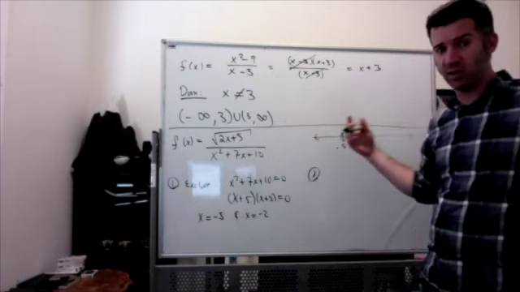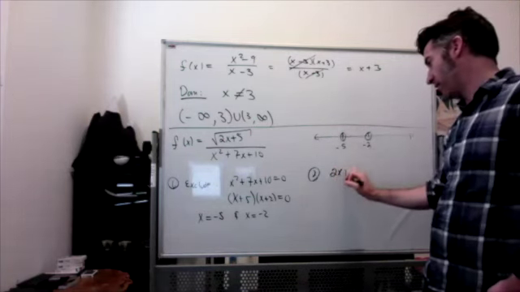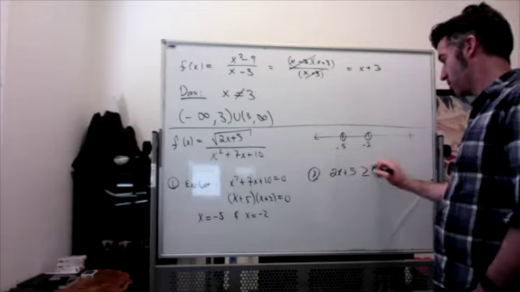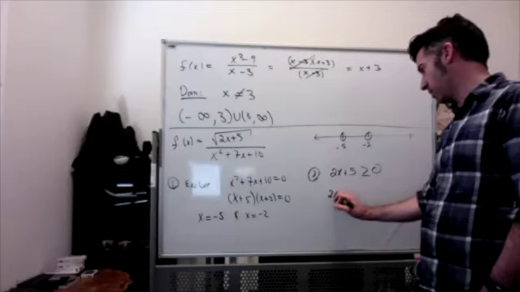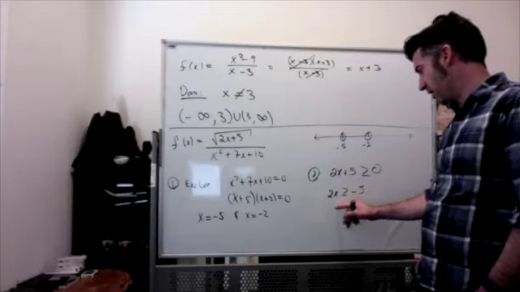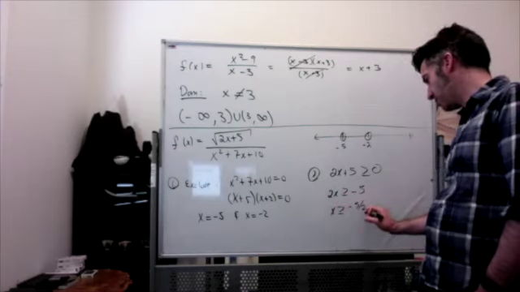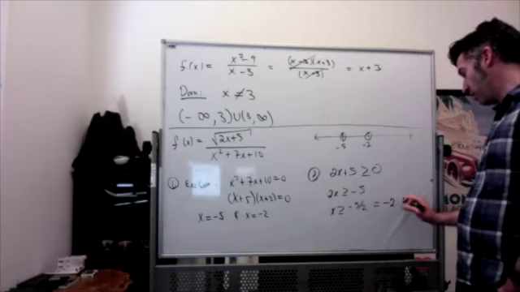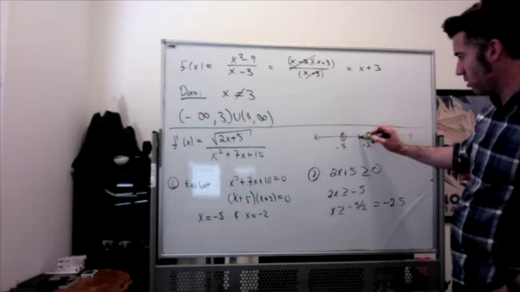So then for the square root of 2x plus 5, the inside, right? I don't write the square root of 2x plus 5 is greater than or equal to 0. I write the 2x plus 5. The argument of the even root has to be greater than or equal to 0. So subtract 5 from both sides. 2x is greater than or equal to negative 5. And then divide both sides by 2. x is greater than or equal to negative 5 halves, which as a decimal is negative 2.5. So that's going to be maybe right about here.